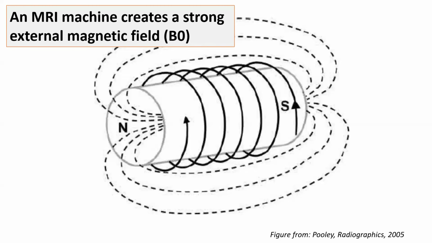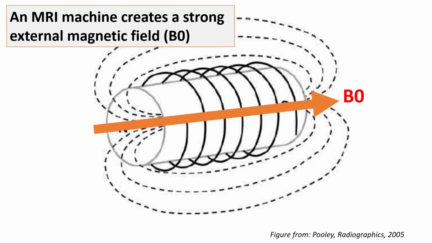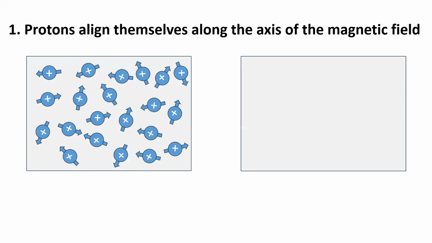So here we see the MRI machine again, which is basically a very large magnet, and which creates a very strong external magnetic field with a strength of, in most clinical machines, 1.5 Tesla or 3 Tesla. And this is the magnetic field denoted by B0. And it points in a specific direction, so it's a magnet, so it has a north pole and a south pole. And what happens if we put a body in there, if we put a human being in there?